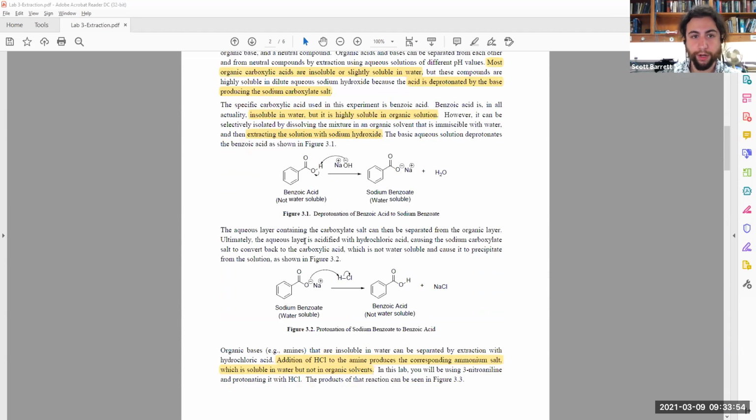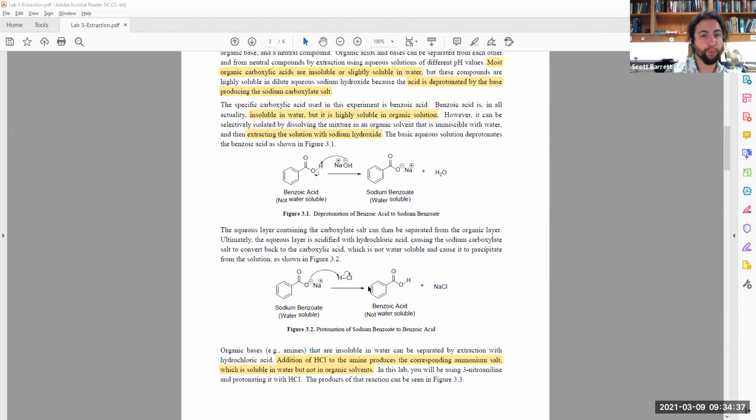So going forward, the aqueous layer would contain the carboxylate salt that can be separated from the organic layer. So your organic layer of dichloromethane, in this instance, would no longer have any of the sodium benzoate. You'd have it in the aqueous layer. And then finally, you can take your aqueous layer aside and acidify it again with hydrochloric acid, causing the sodium carboxylate salt to convert back into the carboxylic acid, which again is not water soluble, so it would precipitate out of solution. So you can separate it, put aside your dichloromethane, then you have your aqueous layer that's basic and has your sodium benzoate in there, cool it on ice, and then add in hydrochloric acid.